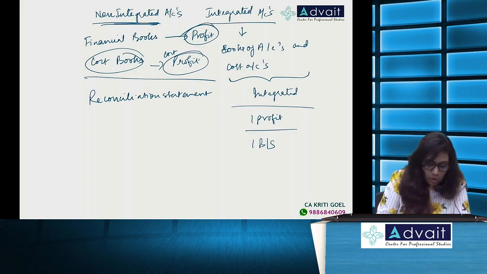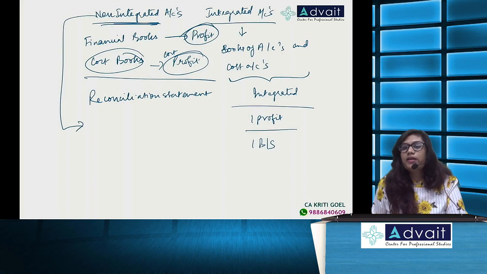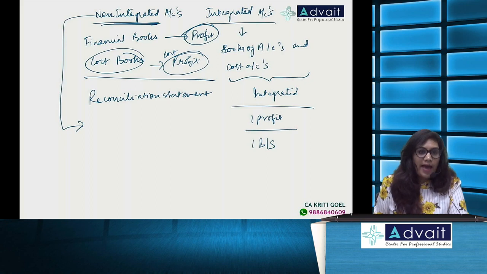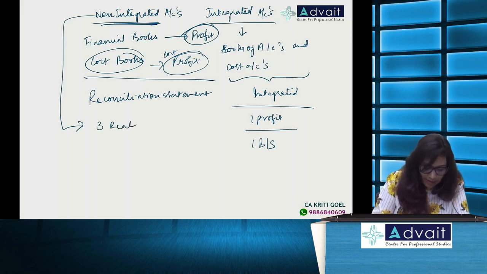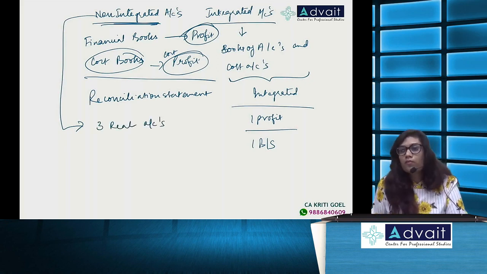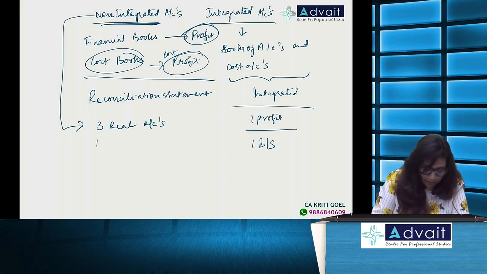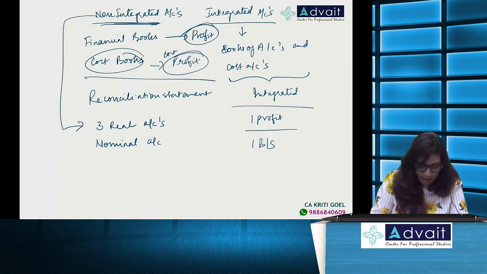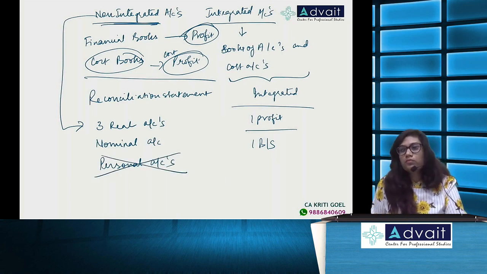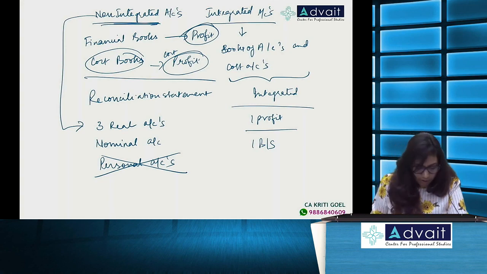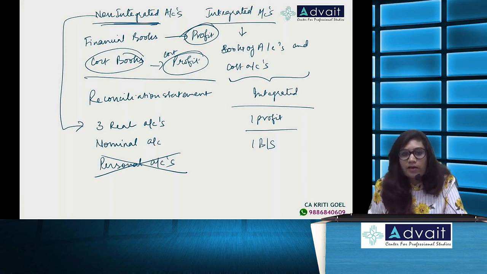Correct? Also, in non-integrated accounts, because they are purely cost accounts, we have only 3 real accounts, and everything else is a nominal account, which means we have no personal accounts. So if we don't have personal accounts and we have only 3 real accounts, how do we complete our entries?